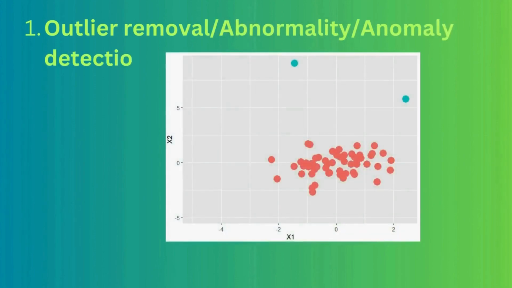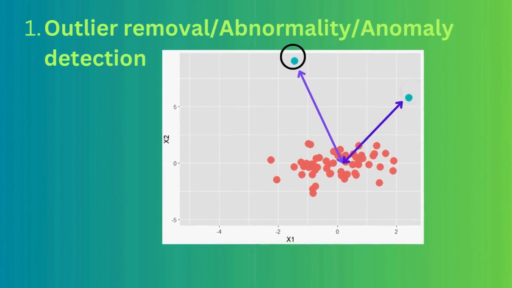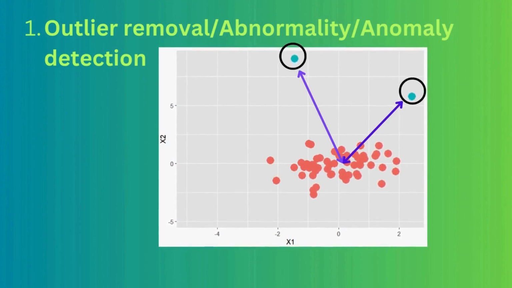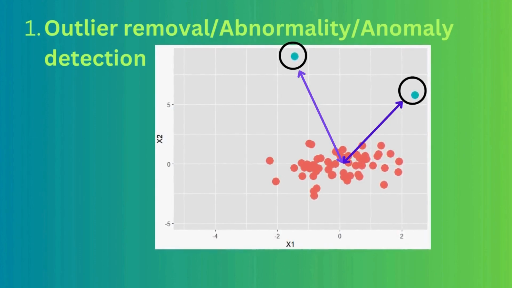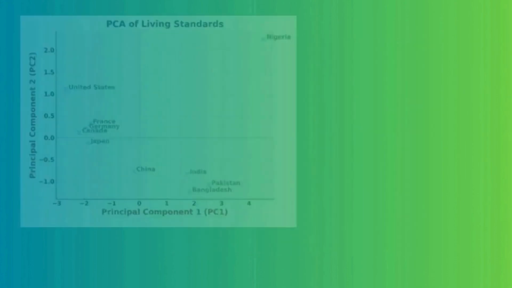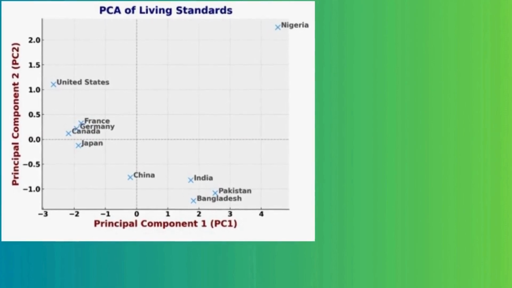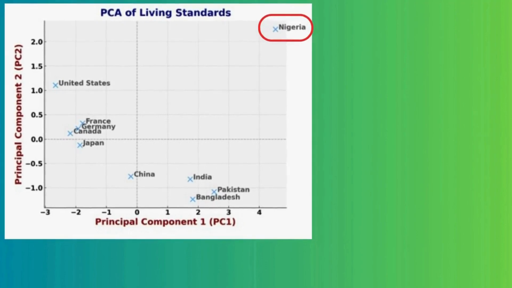First point is outlier removal. Abnormalities and anomalies are closely related terms that refer to data points that deviate from the central position of the dataset. Principal component analysis helps in identifying the outliers, basically those points that significantly deviate from the main structure of the data. Check out this principal components plot of living standards. So here, the living standard of Nigeria is significantly different from the rest of the countries.